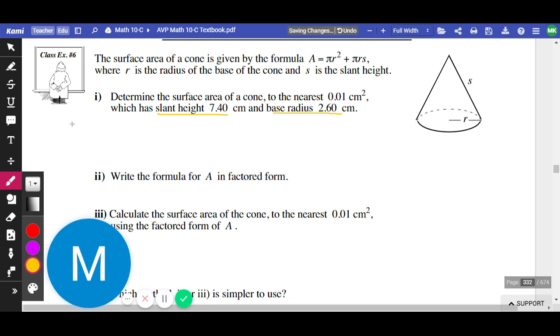So they've told me that my slant height s equals 7.4. And they told me that my radius r equals 2.6. And they're asking me for my surface area, determine surface area. It's supposed to be area equals question mark. Whenever I have a word problem, I like to write out the info that they've given me and write out what they want me to find. So then I at least know what my target goal is.